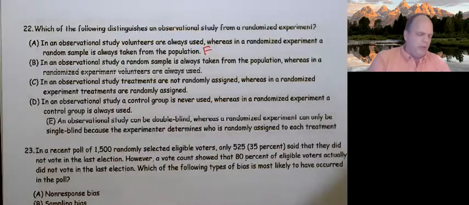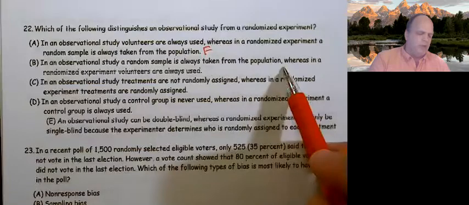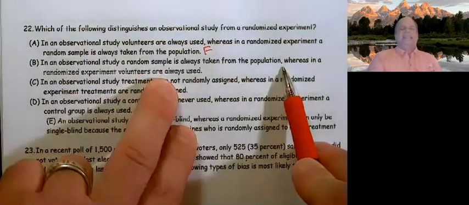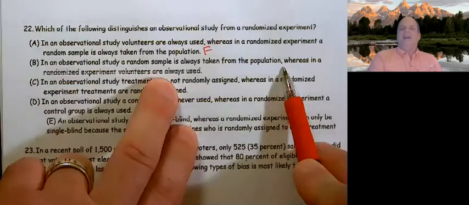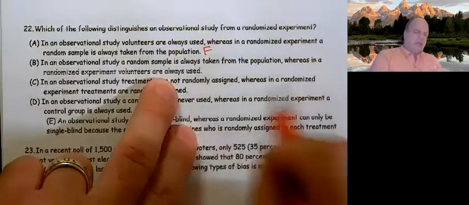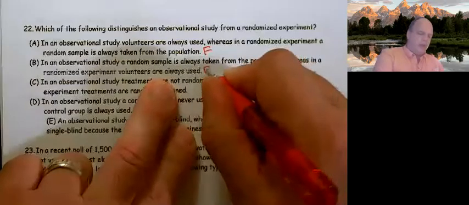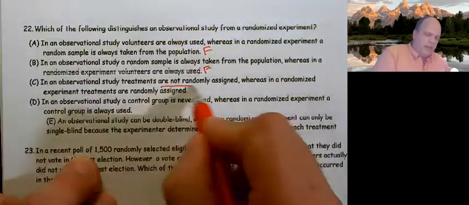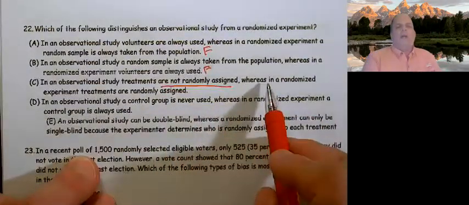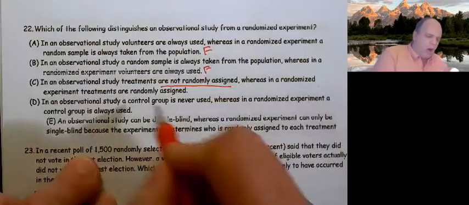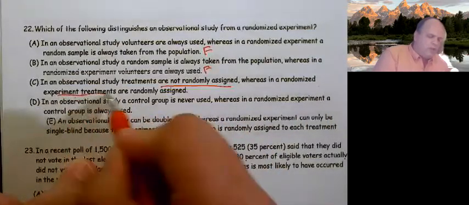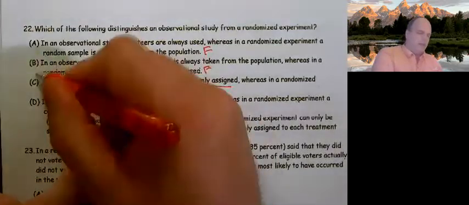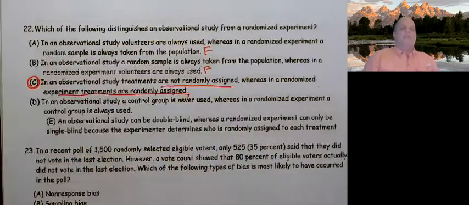In an observational study, a random sample is always taken from the population, whereas in a randomized experiment, volunteers are always used. Once again, not the best response here. It's not completely false, but not a very good response. In an observational study, treatments are not randomly assigned. That's true. Whereas in a randomized experiment, treatments are randomly assigned. That is the major distinction. So if you're looking for the major distinction, that's it right there. So 22 is letter C.